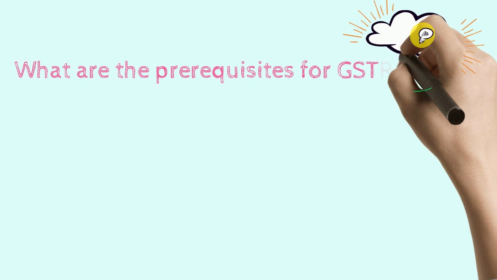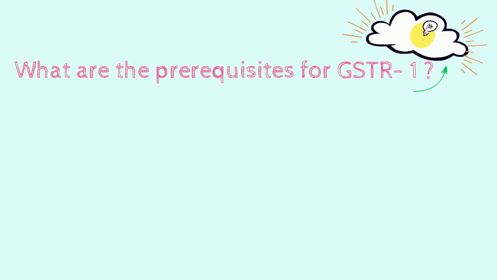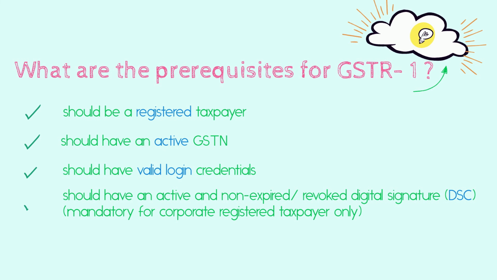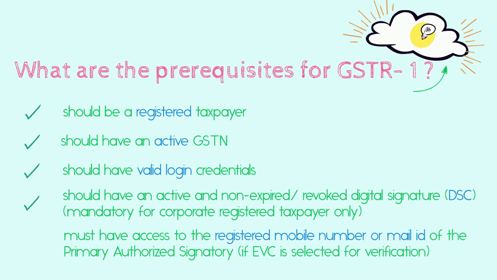What are the prerequisites for GSTR1? Should be a registered taxpayer. Should have an active GST number. Should have valid login credentials. Should have a non-expired digital signature, since DSC is mandatory in case of corporate taxpayers. Must have access to the registered mobile number or mail ID of the primary authorized signatory if EVC is selected for verification.